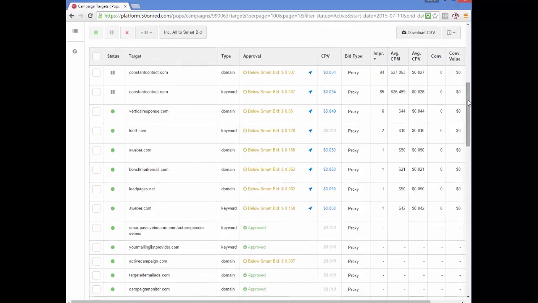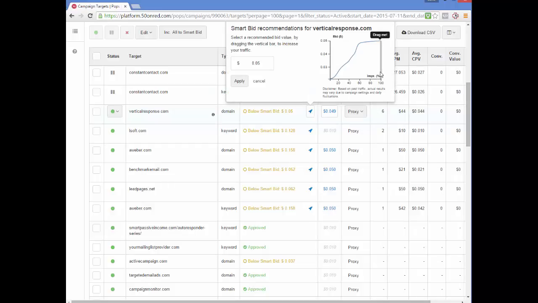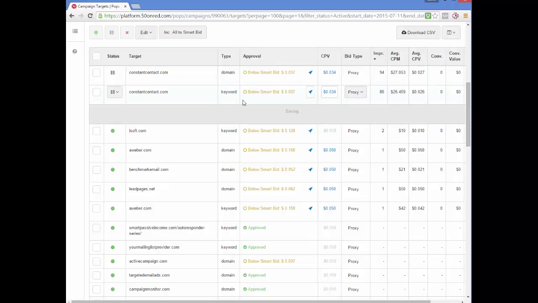Now, what we could do to tweak these, of course, is if we want to get a bit more traffic, we can raise our bidding price. So for instance, this verticalresponse.com, we're bidding 4.9 cents. The smart bid is 5 cents. If we look on our little blue rocket, we're going to be pretty close anyways. We're at 4.9. Well, that gets us down to about 80%. So why don't we go all the way with that one? We're only raising it 1/10 of a cent, so I'll go all the way. So that will be the smart bid.